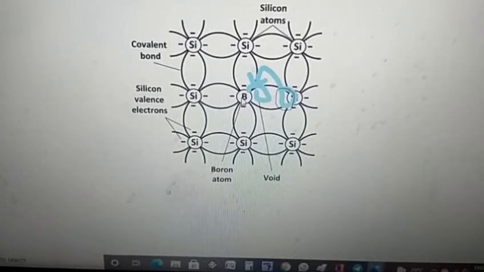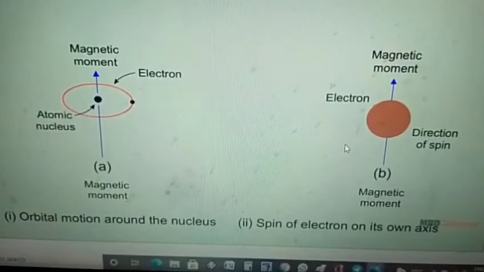Next, we are going for the magnetic properties of the substance. Take each and every substance, it has a magnetic property. The origin of the magnetic property lies in the electrons, because each and every electron in an atom behaves like a tiny magnet. Its magnetic moment arises from two types of motions. What are those two types? Its orbital motion around the nucleus and also its spin around its own axis.